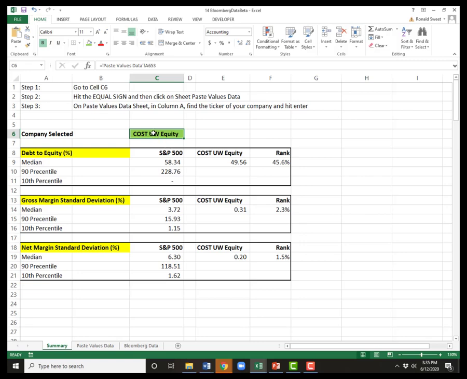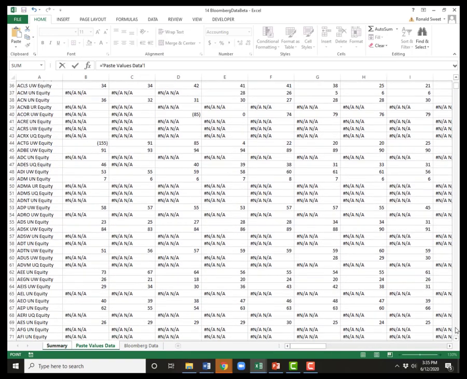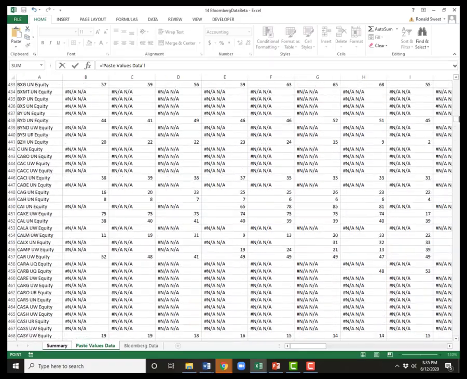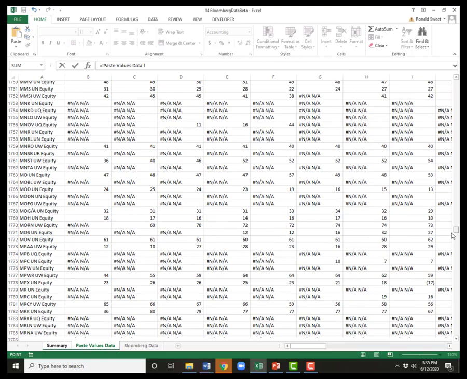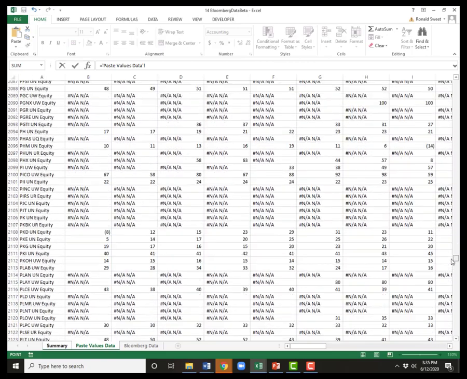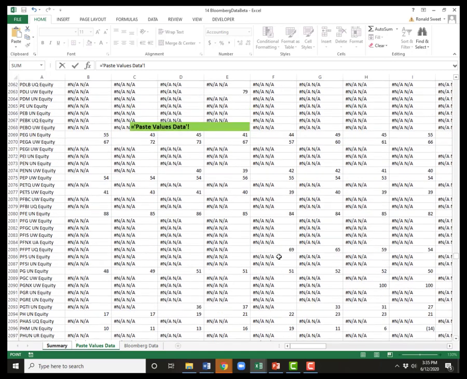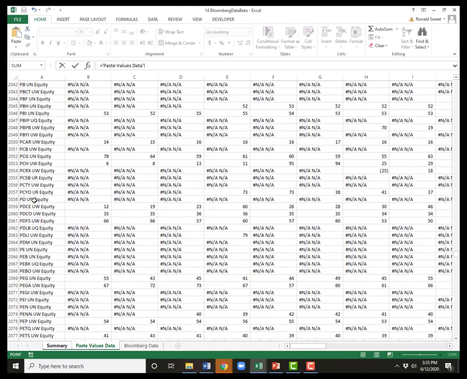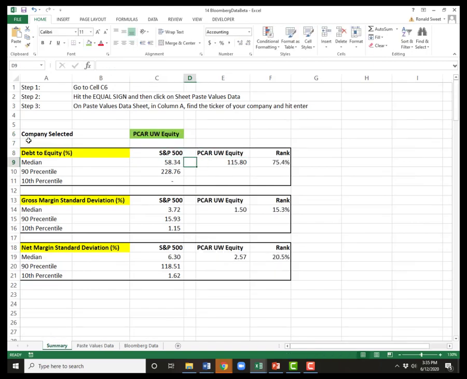And in cell C6, it gives you the instructions. You just hit the equal sign and you go to the paste values page. And it's alphabetical. And you just go down the page until you find your company. So we're looking for Paccar. So go down to the P's. Went a little too far. PCAR. Getting really close here. There it is, right there. PCAR, enter. And that brings in their data.